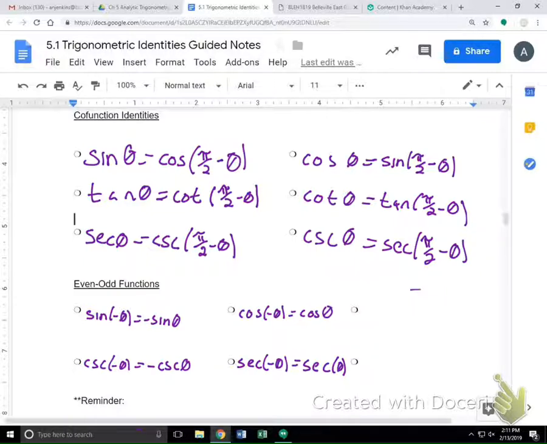And then last but not least, we have tangent of negative theta equals negative tan theta. We have cotan of negative theta, which is equal to negative cotan theta.